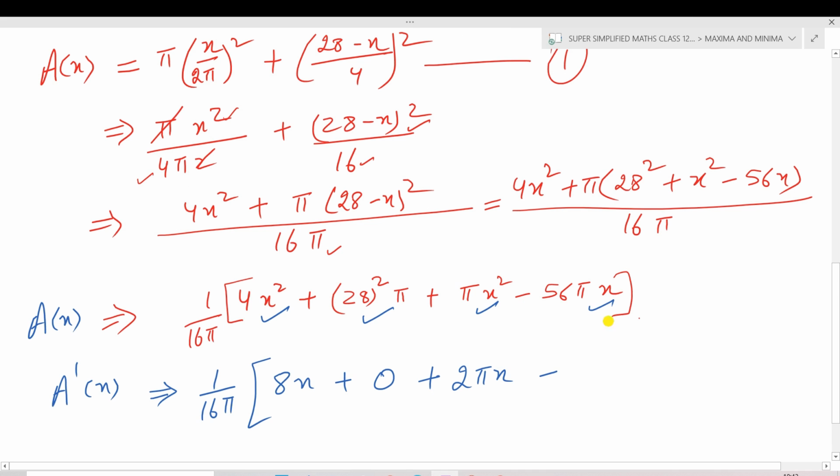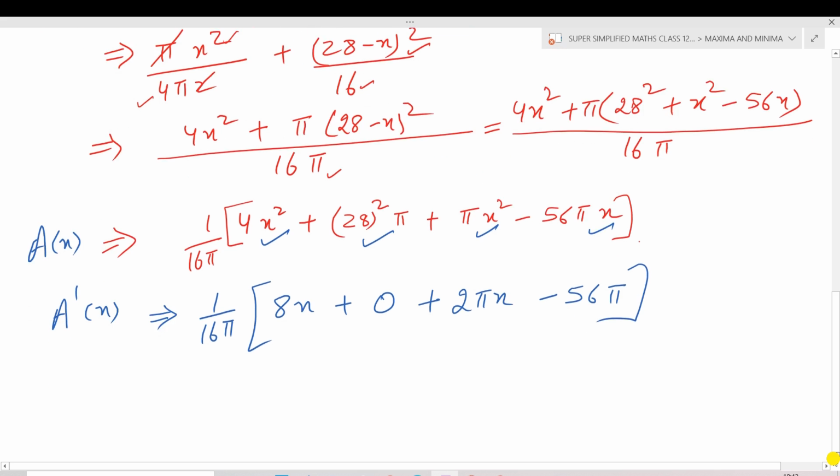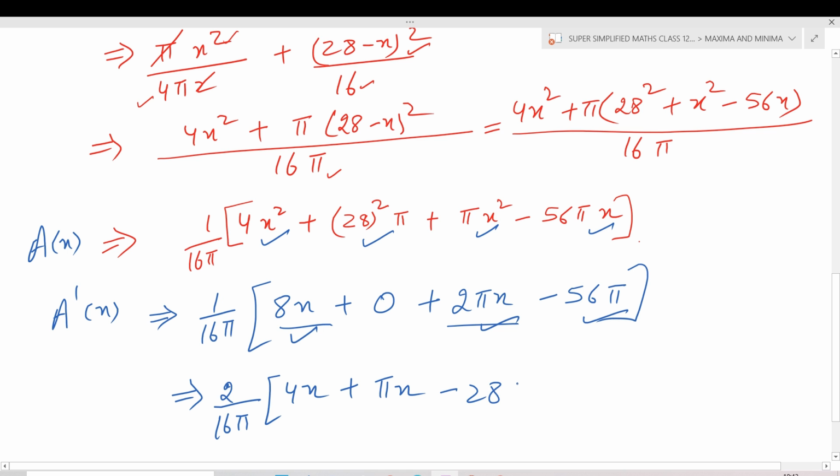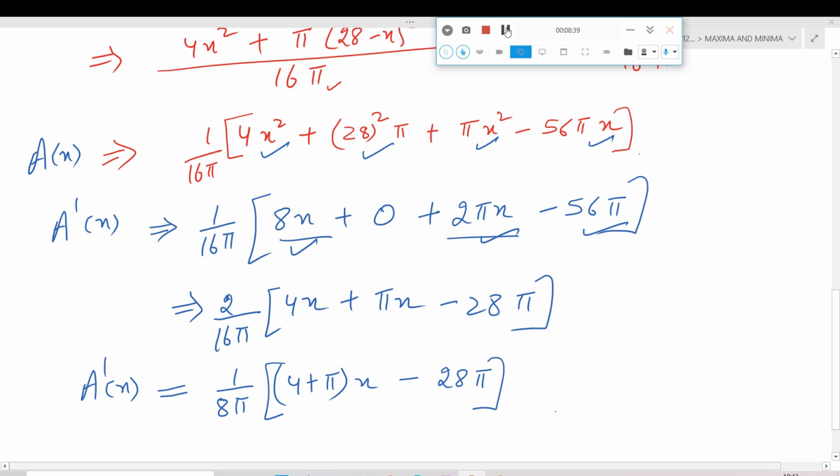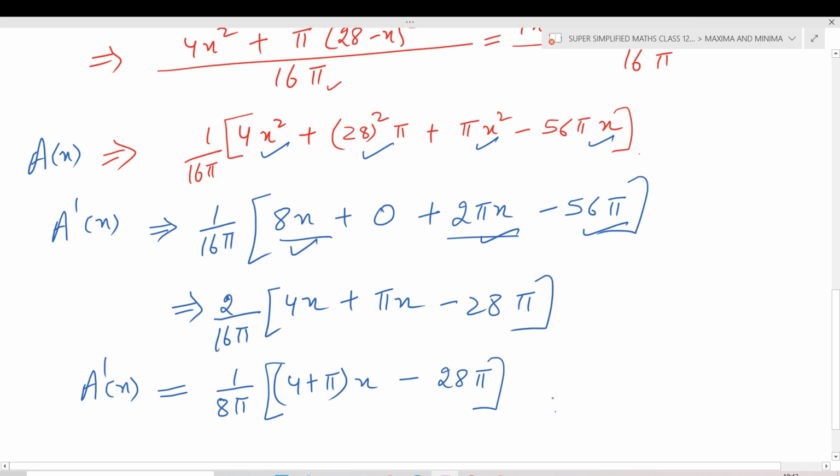And we solve this further. So we are left with 8x, 2 pi x and 56 pi. From all the three we can take 2 common. So we will have 2 upon 16 pi, and 4x is left from 8x. Pi x is left from 2 pi x, and minus 28 pi is left from the last term 56 pi, since we have already taken 2. So calculating further, we get this expression. Simplifying further, we cancel this 2 with 16 and we get 8.